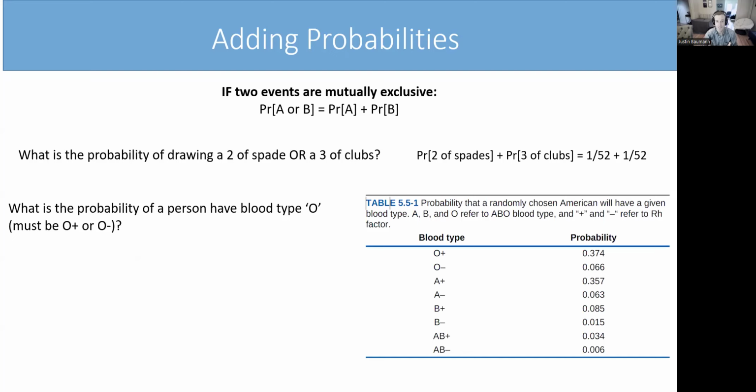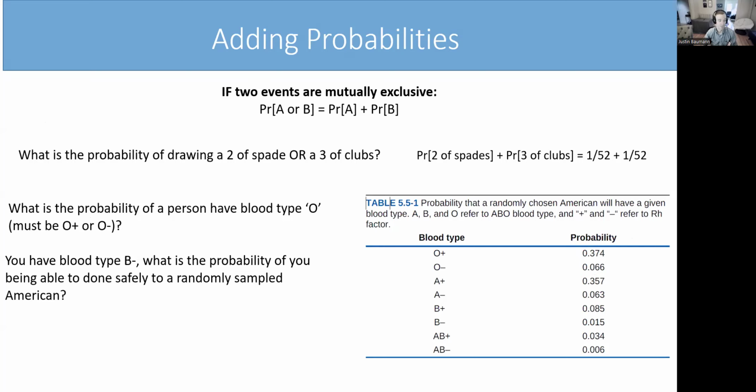Okay, so look at this chart of blood types. What's the probability of a person having blood type O? They have to be O positive or O negative. Your probability is going to be the probability of O positive plus the probability of O negative. So that's 0.374 plus 0.066. So that's 0.44. That's the probability of somebody being O blood type.